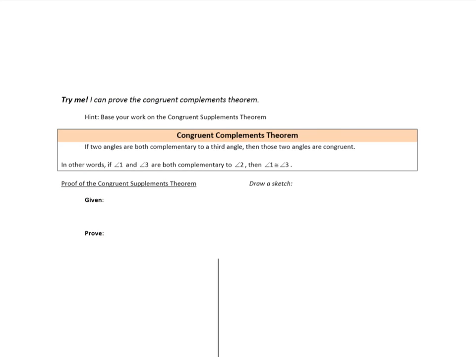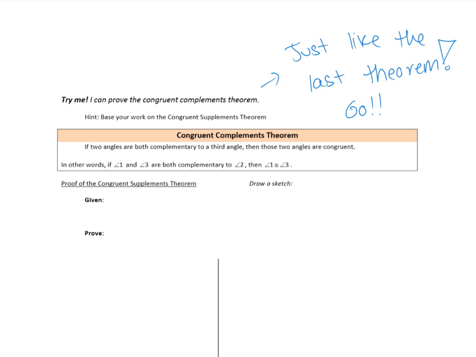So now, guys, I want you all to go through and prove the congruent complements theorem. Really, this is just like the last theorem. So, model it after that. Just be smart about it, okay? You're dealing with complements, not supplements, but I know you can do it. So go and show it to me in class.